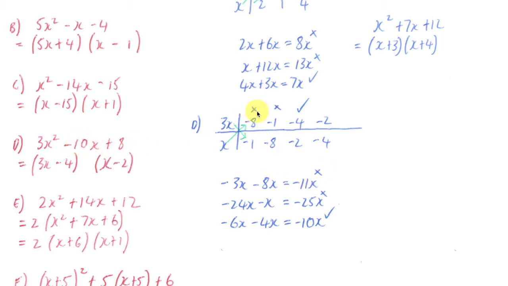So I dismiss that. Next one along. 3x times negative 8 is negative 24x. X times negative 1 is negative x. Add them together, negative 25x. Still not negative 10x.